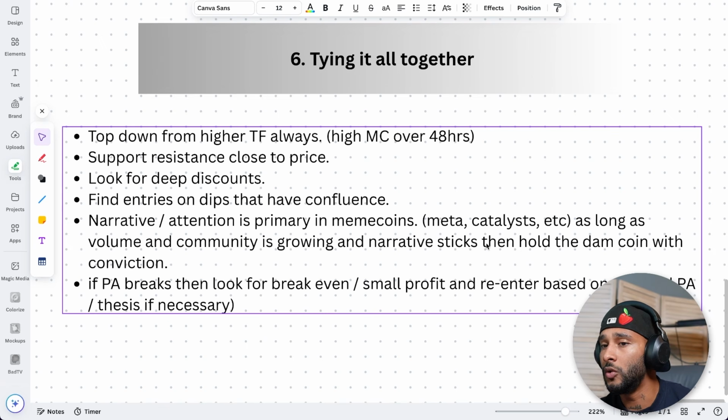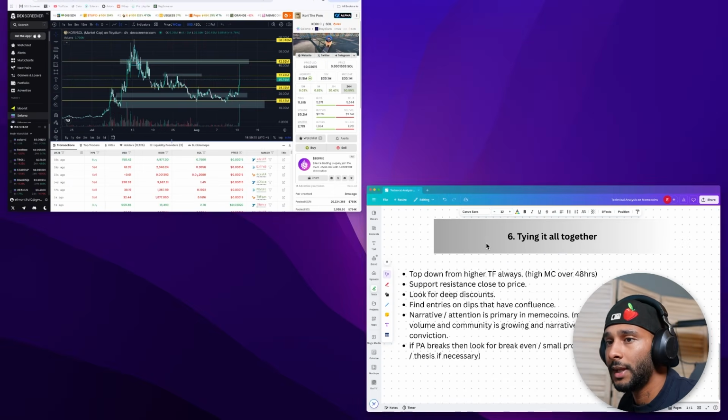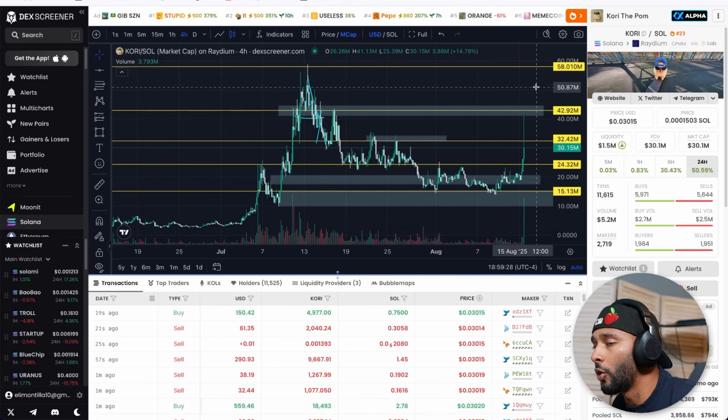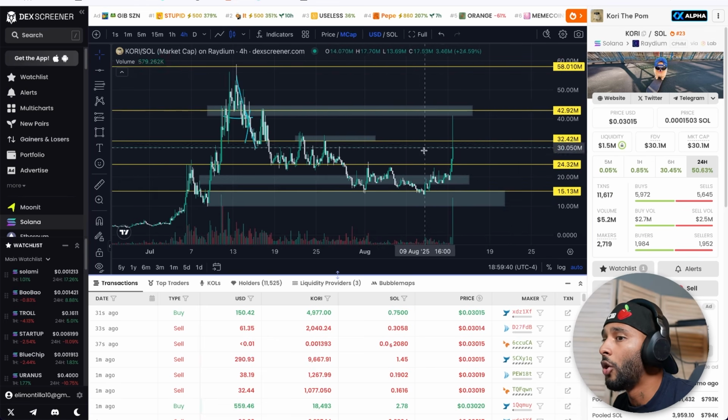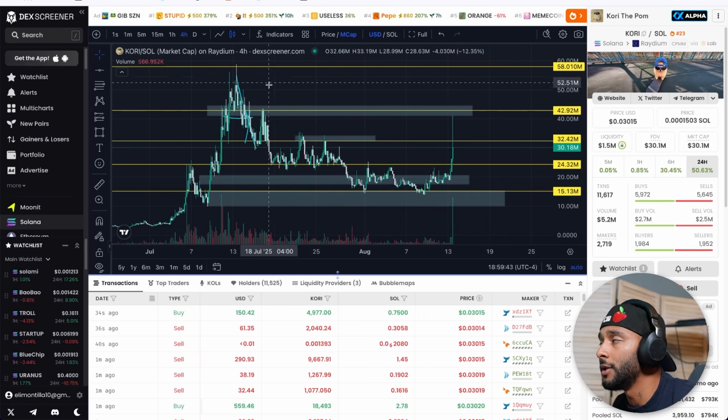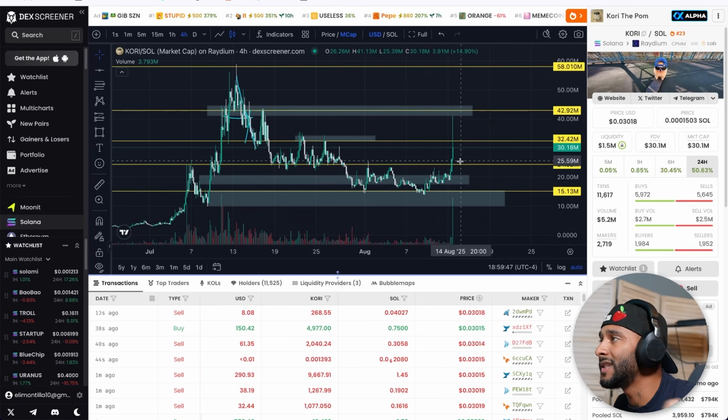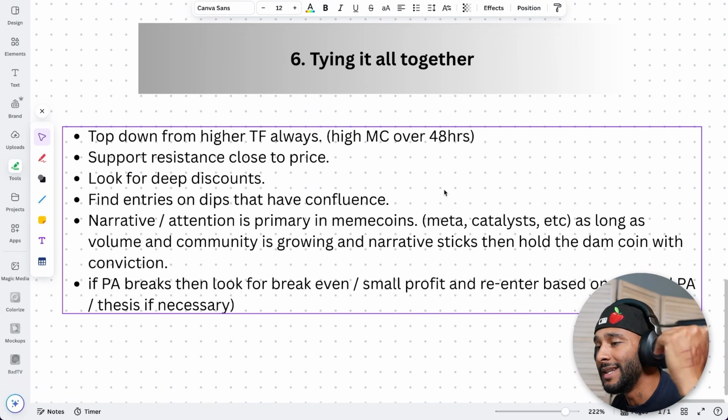As long as volume and community is growing, especially when you see it at those levels, think of it like this. The community with Corey was bigger here at 15 mil market cap on this dip than here at 60 mil. That's a strong indication that this is still going to grow. Holder count went up here compared to here. Holder count didn't go down. That just shows you this thing's about to pop. This is going to explode. These are indicators that you want to look for in narratives and catalysts.